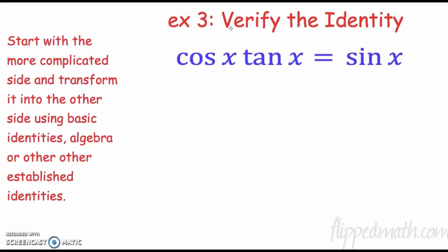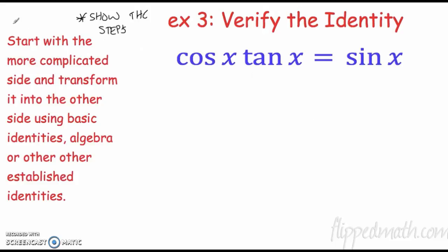So let's talk about verifying identities. Now, verifying identities, that's the nuts and bolts of what we're going to be doing for the next couple of sections. And essentially, this is going to be proven. A couple things. First thing is, you have to show the steps. There is no answer here. The answer is, I know that cosine x times tangent x equals sine x. That is the answer. I want you to show me the work to get to that answer.